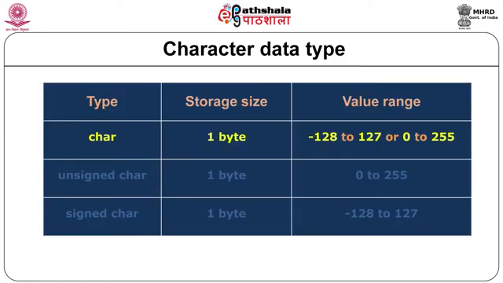For character data types, there are 3 given: character, unsigned character and signed character. If you are using only character type of data, then storage size is 1 byte and value range is minus 128 to 127 or 0 to 255. If you use unsigned character, then storage size is 1 byte and value range is 0 to 255. For signed character, storage size is 1 byte and value range is minus 128 to 127.